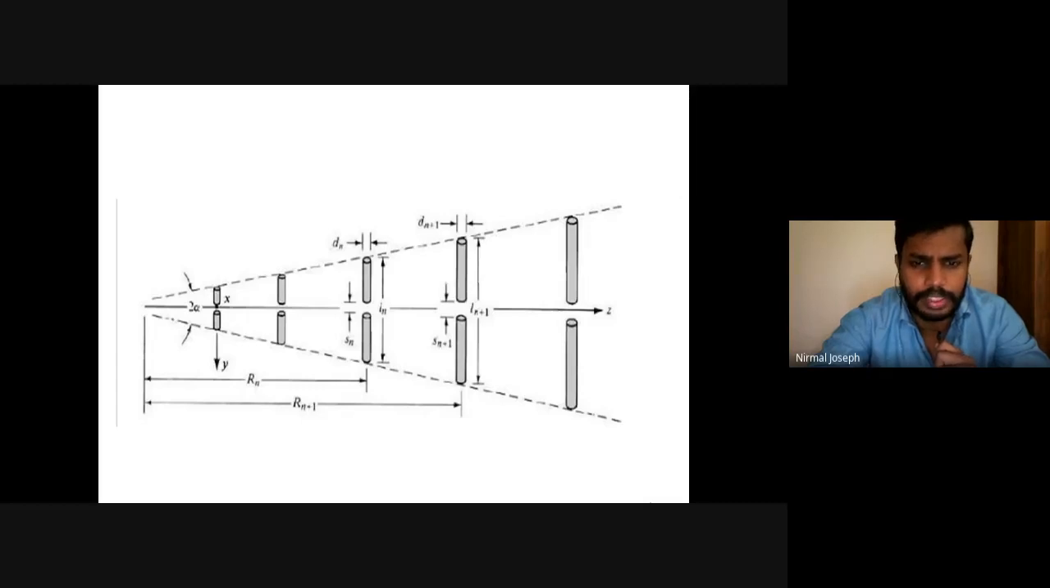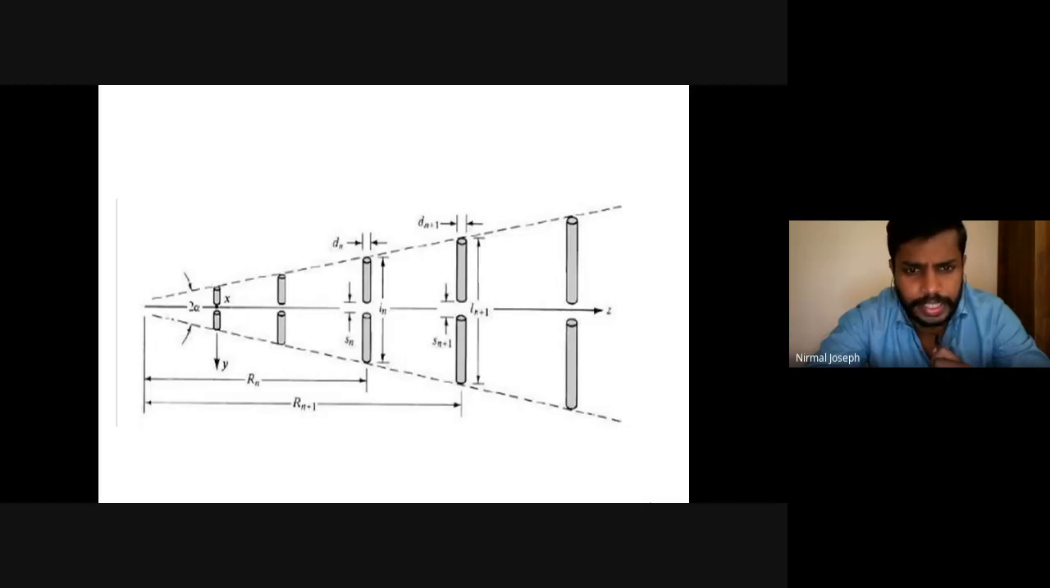One more thing you can see here: Ln is the length of the nth element, and Ln plus 1 is the length of the n plus 1th element. If you take the ratio of the n plus 1th element to the nth element, we get the scaling factor. It is simple. Then Dn is the diameter of the nth element, and Dn plus 1 is the diameter of the n plus 1th element.